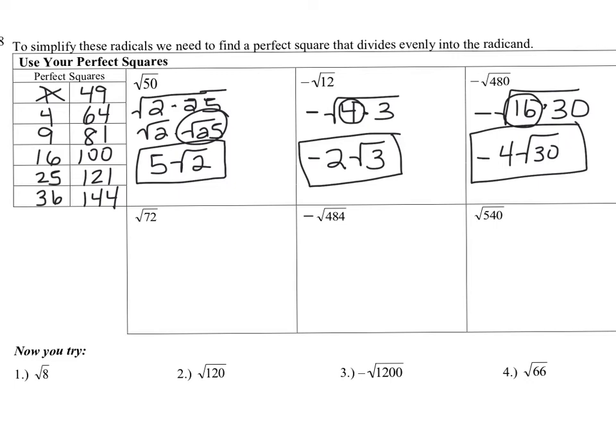Now, hopefully you found the square root of 72 has a perfect square that goes into it. 9 goes into it, and 4 goes into it, and 36 goes into it. If you found 36, that's the biggest one. But most of you, knowing your multiplication facts, were probably like 9 times 8, right? So there's 3 different ways we could have started this problem.